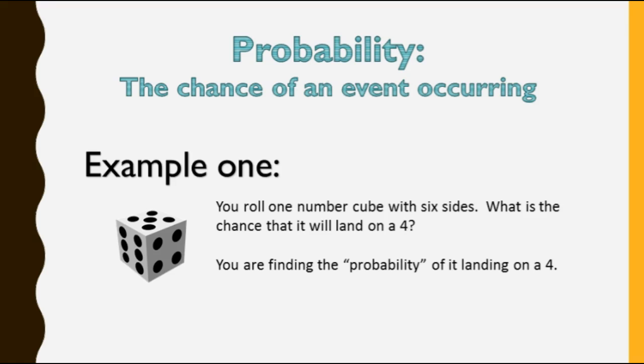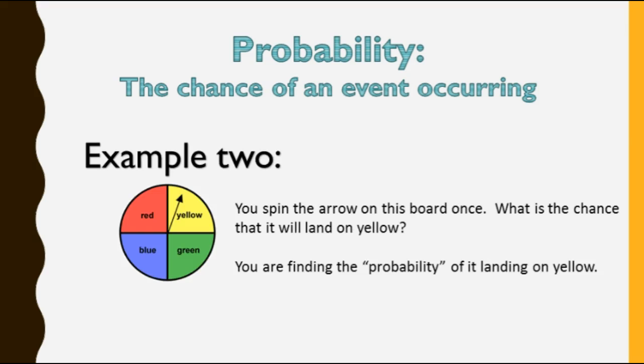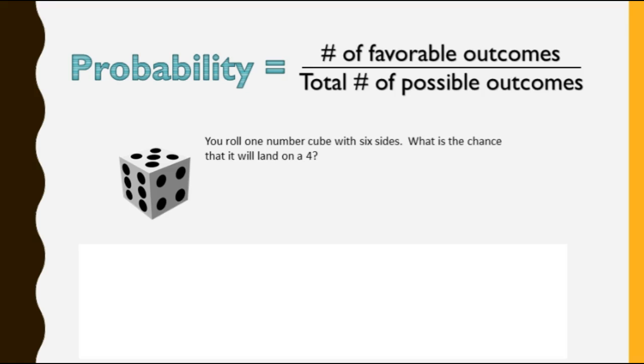So let's look at our first example. If you roll this number cube that has 6 sides, what's the chance that it will land on a 4? When you ask a question like that, you are trying to find the probability of it landing on 4. Another example is if you have a spinner and you spin it one time and you're wondering what is the chance that it will land on yellow. And again, you're finding the probability of it landing on yellow. So let's take a look at these individually.